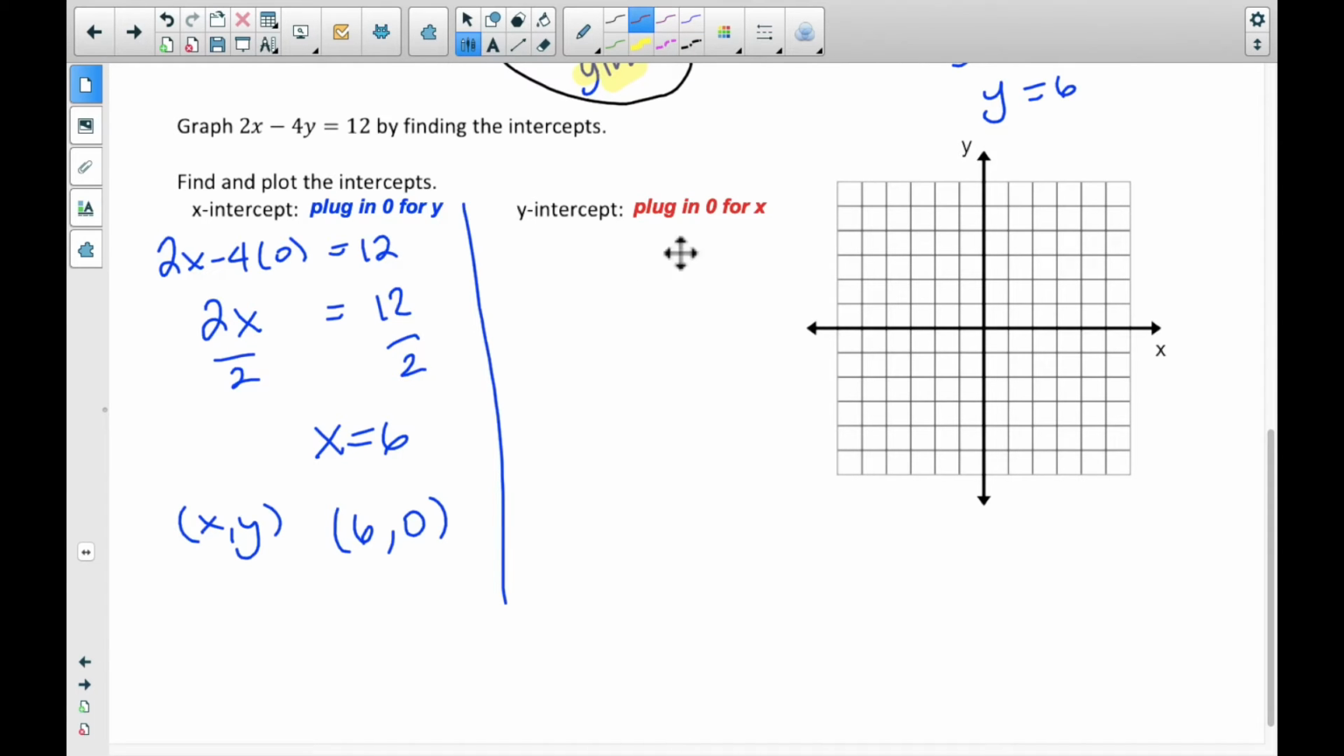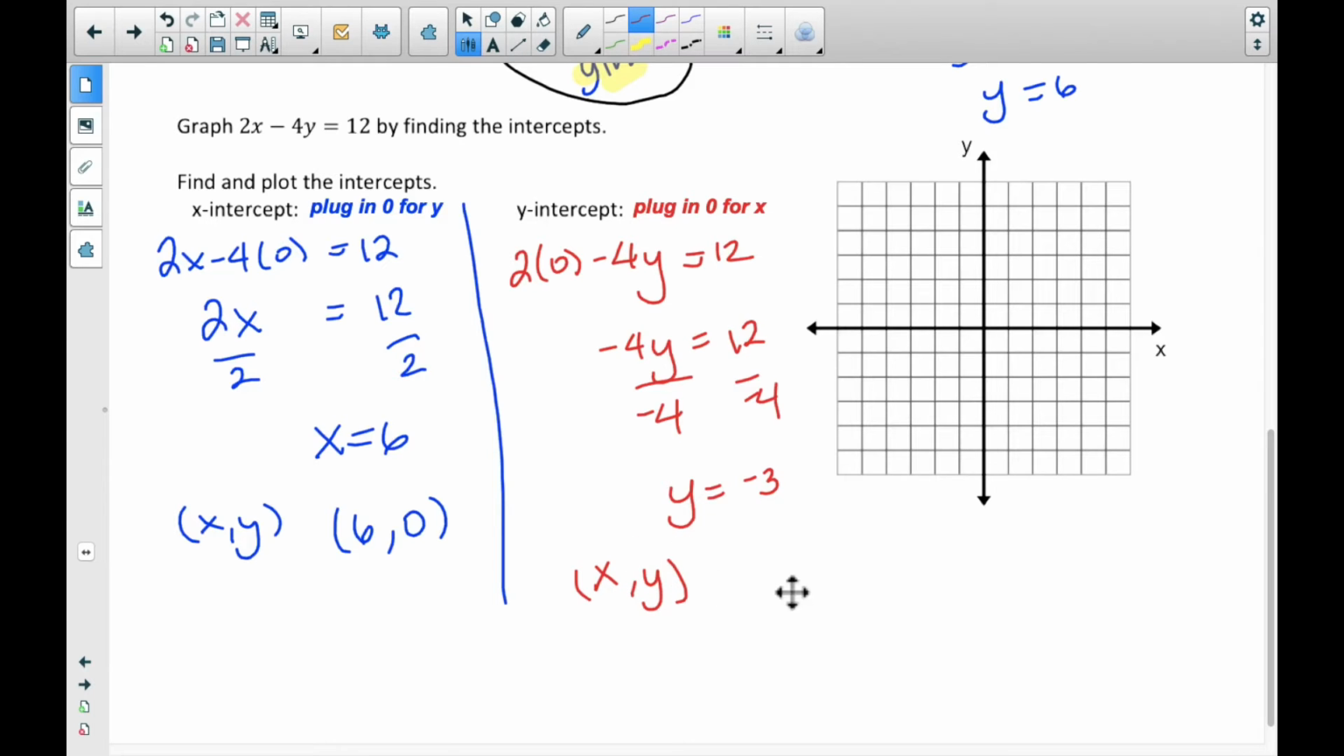To find the y-intercept, plug in 0 for x. So 2 times 0 minus 4y is equal to 12. We know 2 times 0 is 0, so all I have is negative 4y is equal to 12. I'm going to divide by negative 4, and that gives me y equals negative 3. So the x, y coordinate that I'm looking for is x is 0, y is negative 3. So this, once again, is my y-intercept. The other one is my x-intercept.